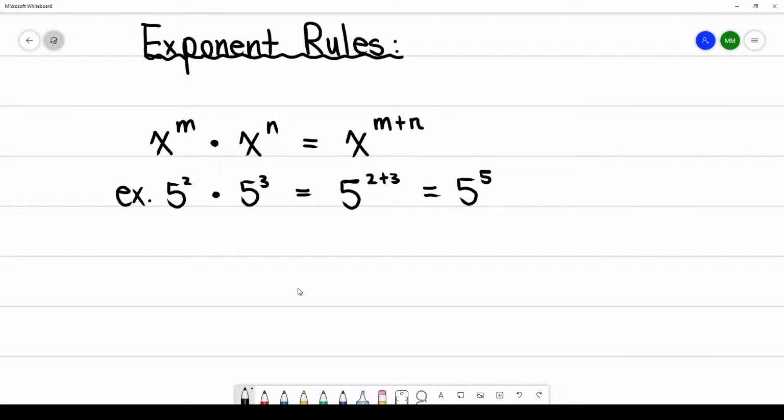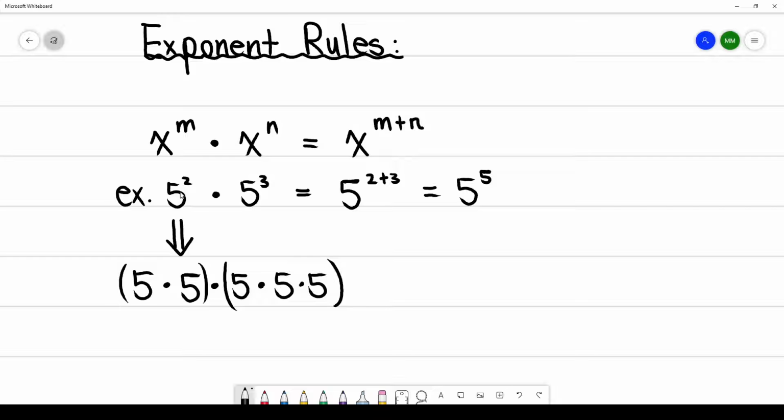So why does this work? Well, if you break it down, 5 to the 2 is 2 5s multiplied together, right? And then 5 to the 3, so I'll bracket this, although it's not necessary, 5 to the 3 is 5 times 5 times 5. So this is 2 5s multiplied together, and this is 3 5s multiplied together. So when you multiply them all together, you're gonna have 5 5s multiplied together.